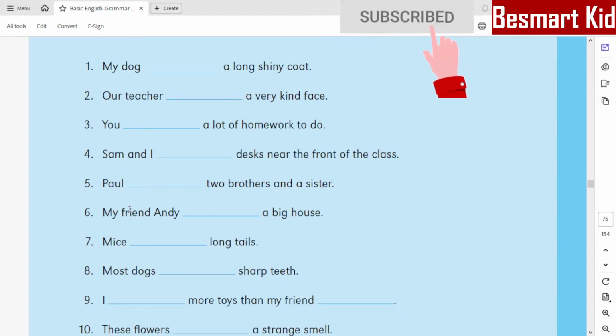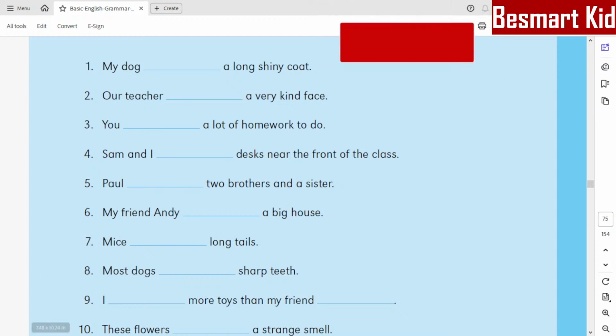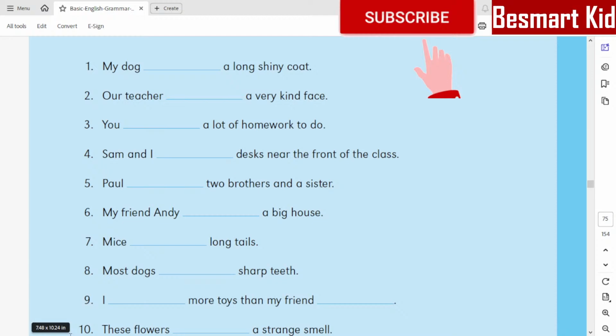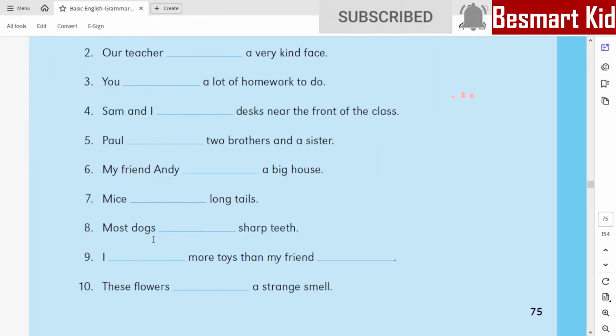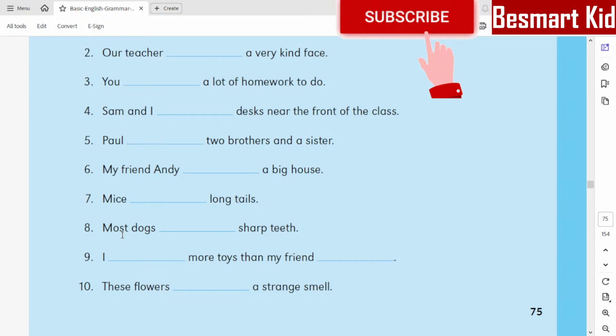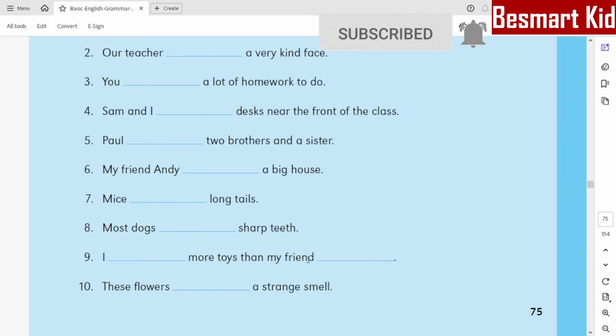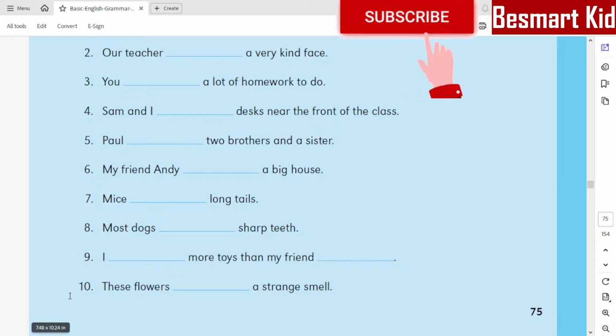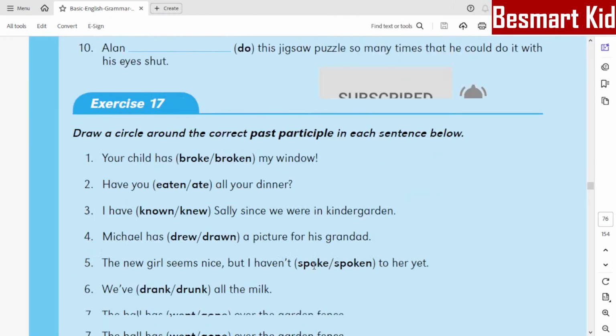My friend Andy has a big house. Mice have long tails. Most dogs have sharp teeth. I have more toys than my friends have. These flowers have a strange smell.